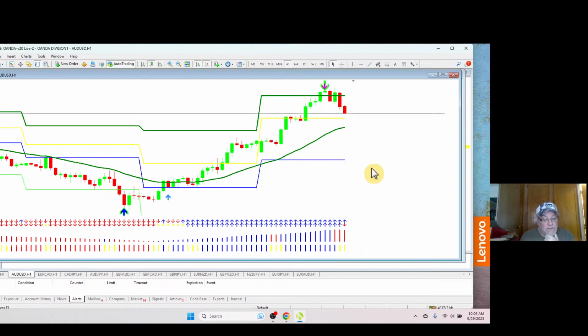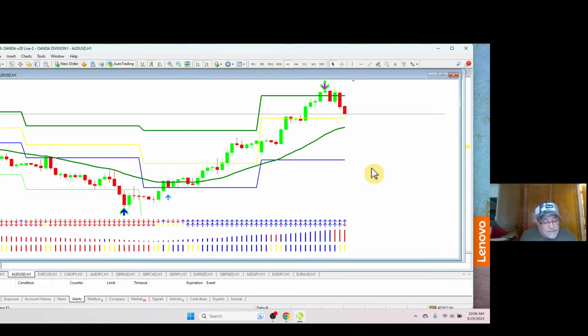There we go. Profit target on the Aussie dollar. Woohoo! So that was a half a position, by the way. So it was a profit of $15.